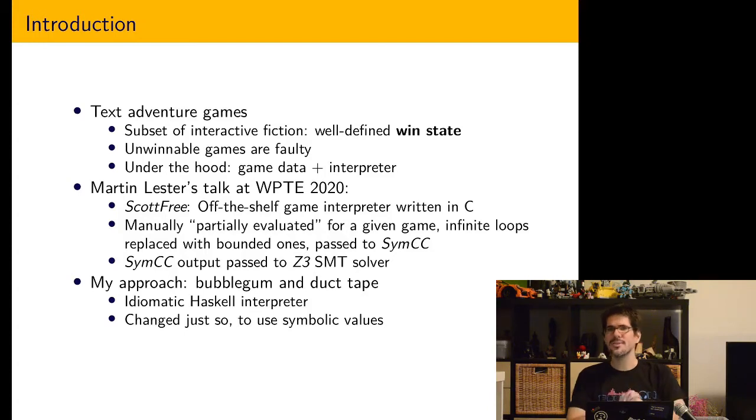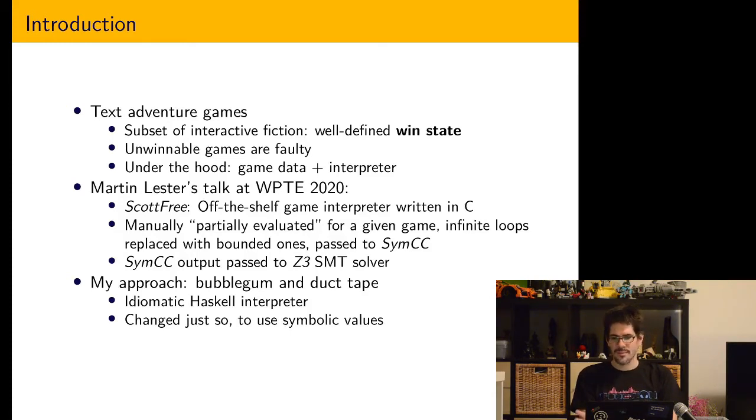And so my approach is going to be slightly different. I'm going to try to do this with bubblegum and duct tape and just try to hack together something that is not based on something as large as SymCC. Instead, I'm going to write an idiomatic Haskell interpreter that does concrete evaluation, and then I'm going to change it just so to use symbolic values.